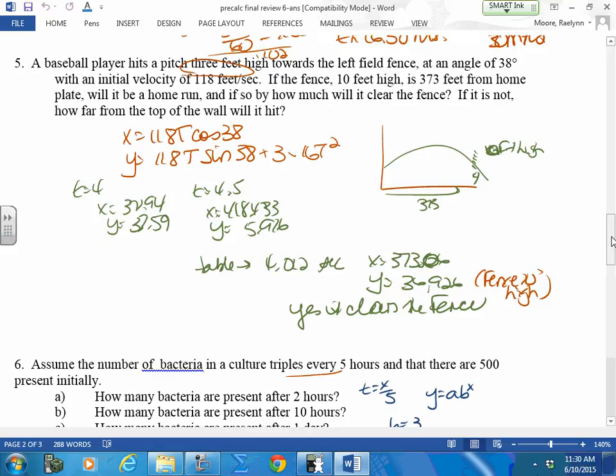Again, it's a parabolic path. This is your horizontal distance. This is your vertical distance. Horizontal versus vertical. And your parameter is time. That's what's going along here.